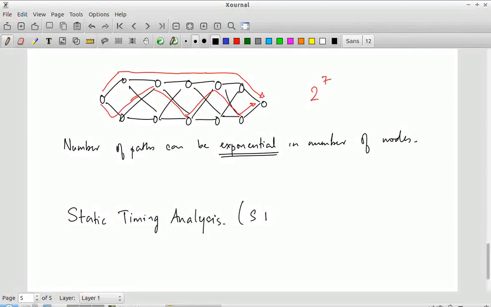Right? Usually you will see it referred to as STA. Static timing analysis is used extensively in all forms of digital design because it essentially tells you what is the longest path, the maximum delay through any given circuit, and what is the maximum frequency at which a particular circuit can operate successfully without having problems.